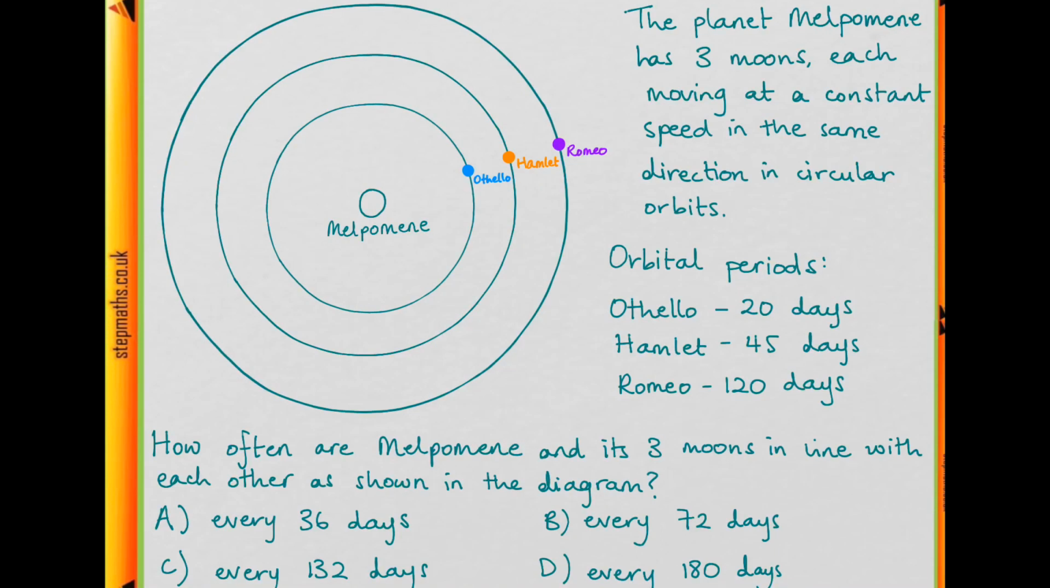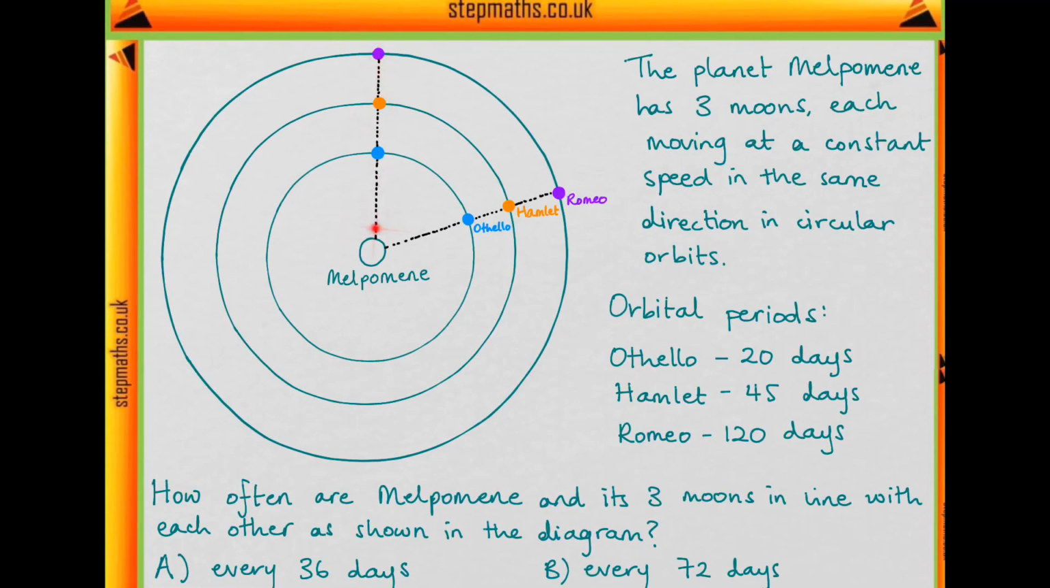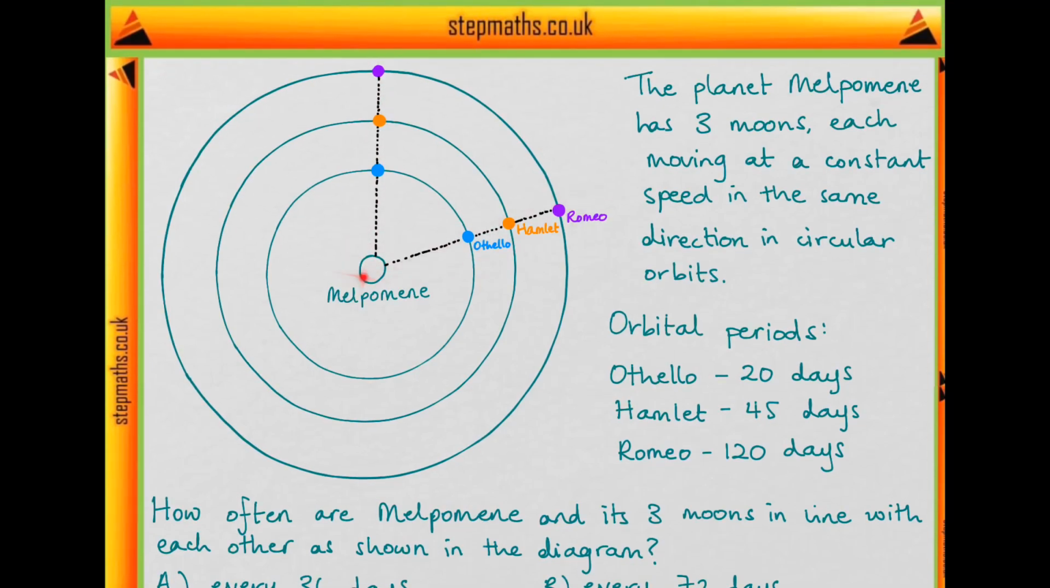Okay, so for these planets to be in line with each other, then they all must be the same fraction of their way through their current orbit. Right, so imagine that the planets started here, and now in this position they're all in line with each other again. Then however many full orbits Othello has done, it's this fraction of its way through its current orbit, and similarly for Hamlet, however many full orbits is done, it's now this fraction of its way through its current orbit, and the same for Romeo's.